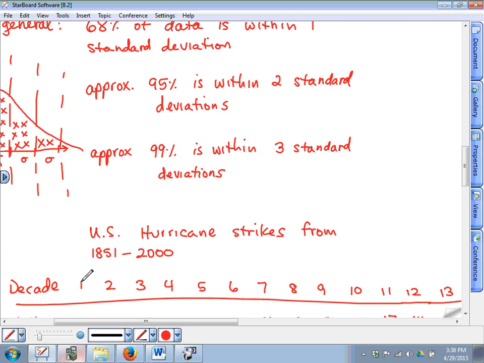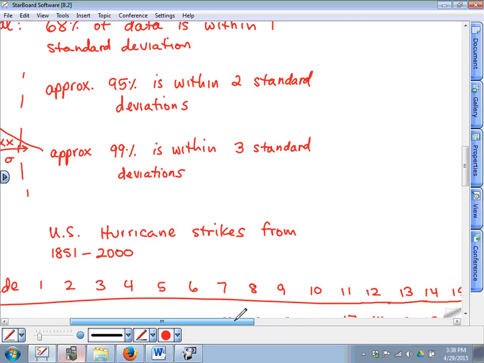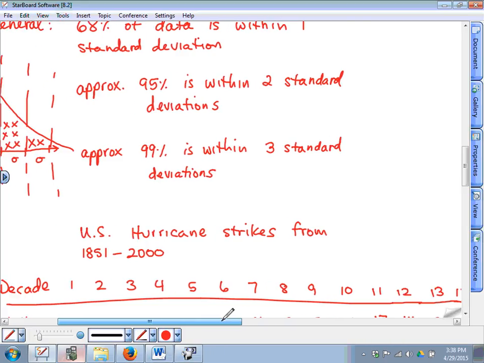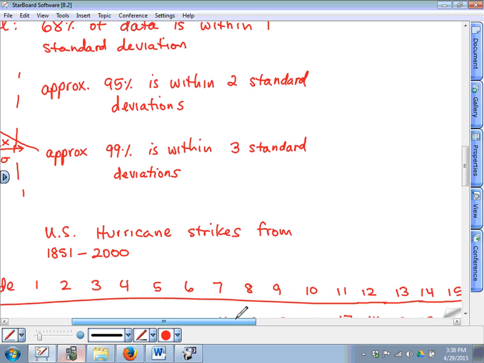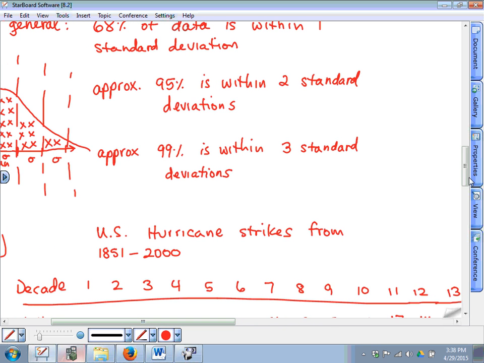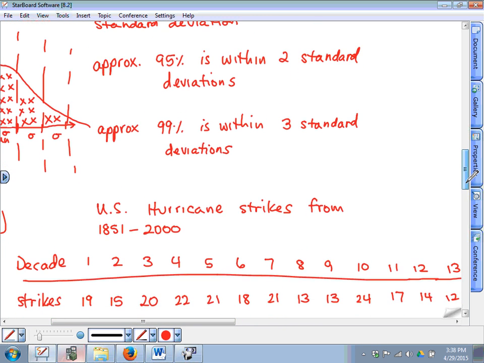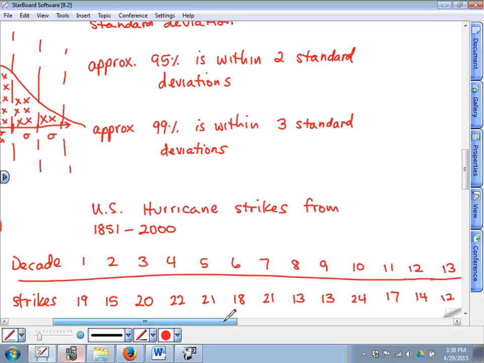So decade 1 would mean the first decade, 1851 to 1860. Decade 2 would be 1861 to 1870, and so on and so on. So we've got 15 of those decades, so make that list there. 1, 2, 3, 4, 5, all the way up to 15. And then underneath that, we've got the number of strikes that occurred within that decade. So I'll give you a second here to copy this table down.